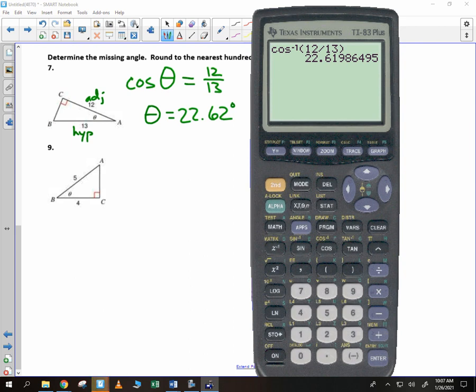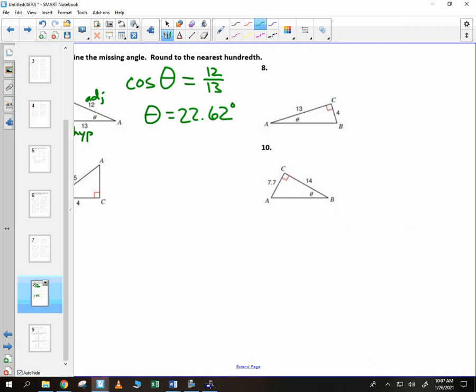Is that a hand raise? Nope. Okay. All right, flip it over.